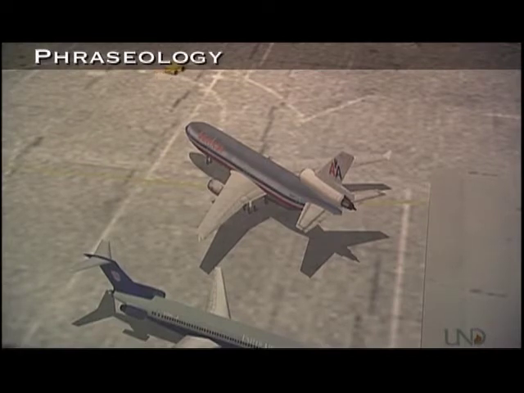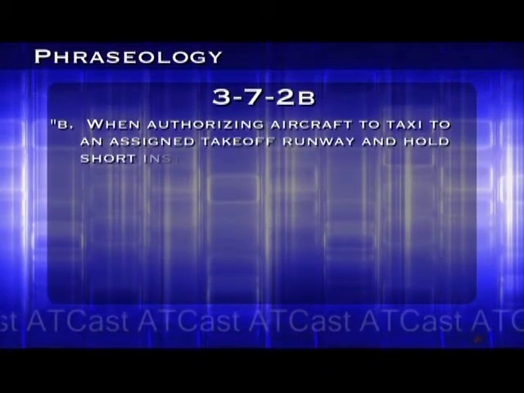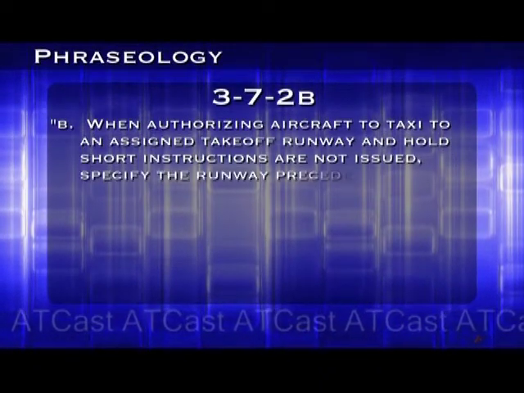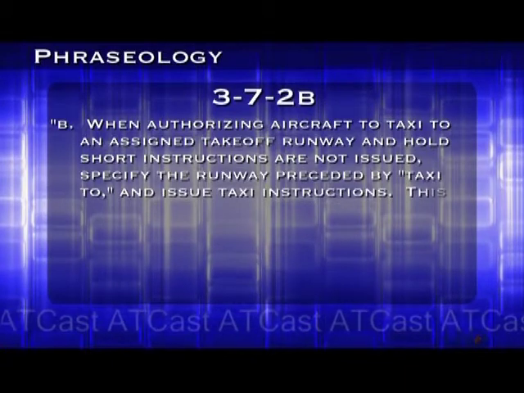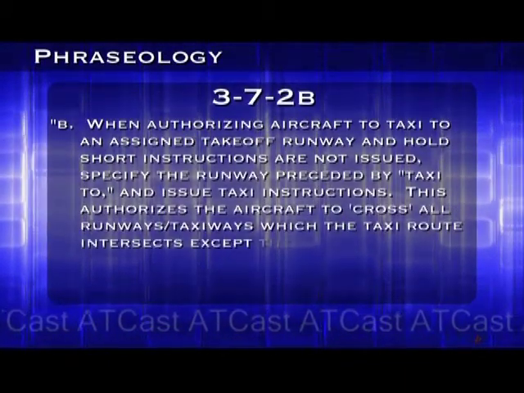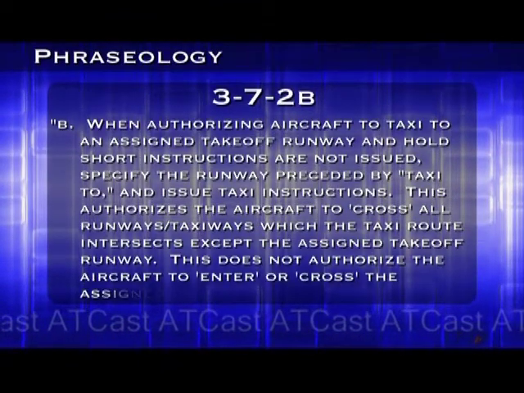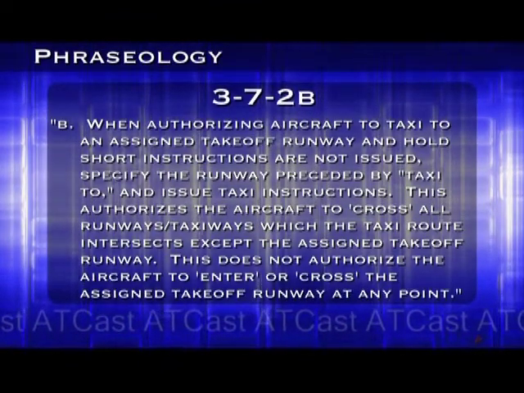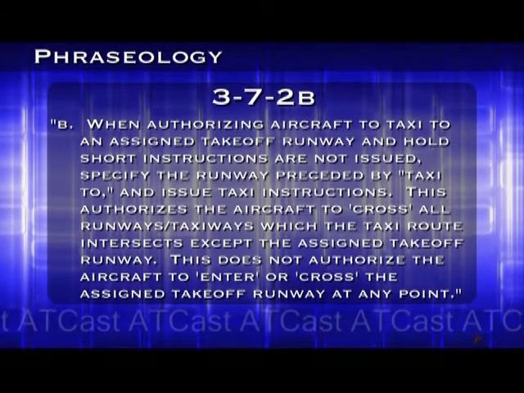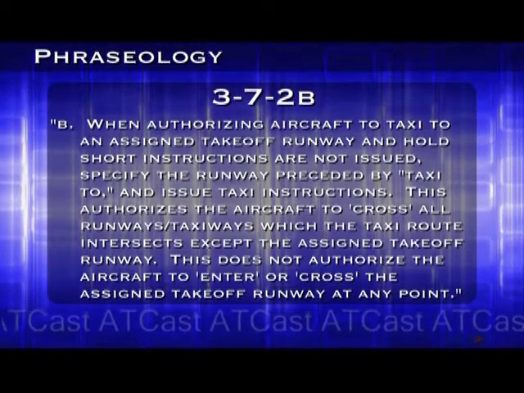The 7110 says, when authorizing an aircraft to taxi to an assigned takeoff runway and hold short instructions are not issued, specify the runway preceded by "taxi to" and issue taxi instructions. This authorizes the aircraft to cross all runways or taxiways which the taxi route intersects, except the assigned takeoff runway. This does not authorize the aircraft to enter or cross the assigned takeoff runway at any point.